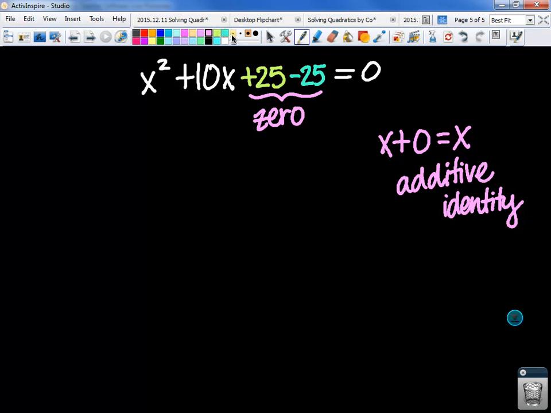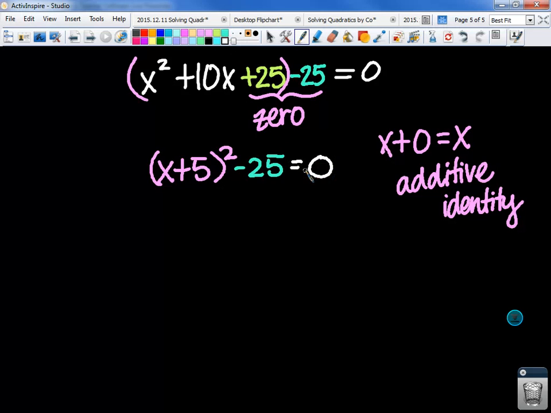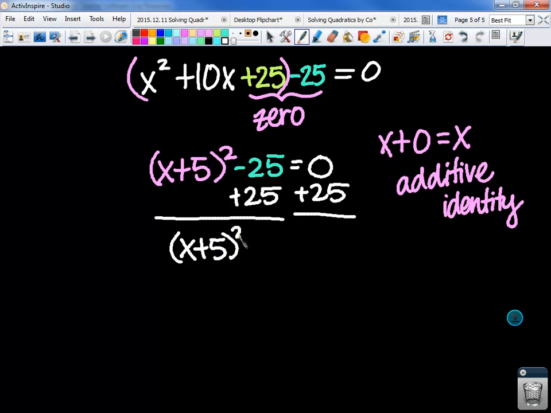So we have, here's my perfect square trinomial. So I'm going to rewrite that as x plus 5 squared. And then I have my minus 25 that I had to bring in with my positive 25 to keep the equation the same, equals 0. And now I can go about solving. I'm going to add 25 to both sides of the equation. So I'm left with x plus 5 squared equals 25.